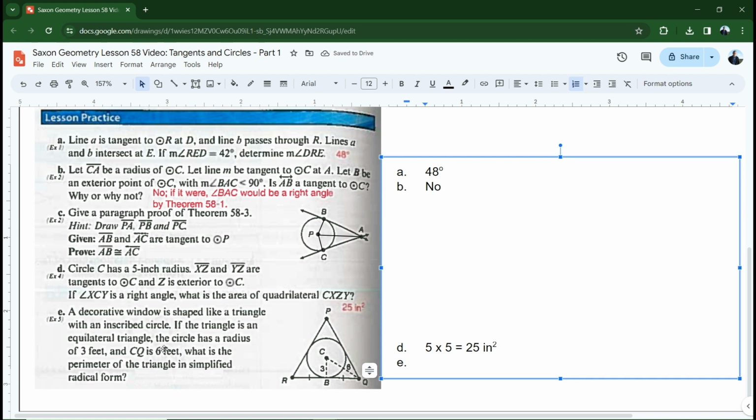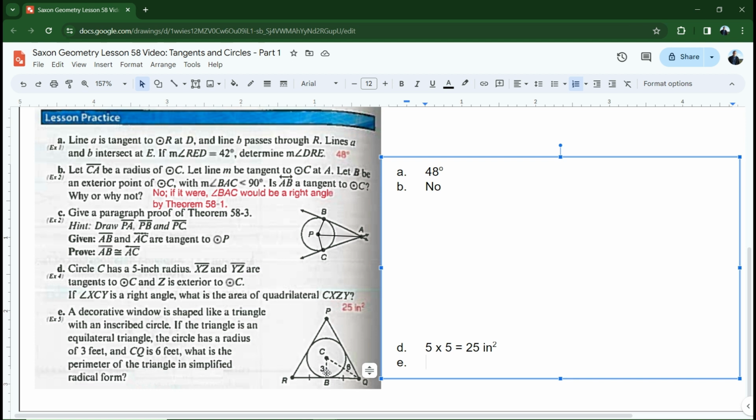A decorative Illuminati window is shaped like a triangle with an inscribed circle. If the triangle is an equilateral triangle, the circle has a radius of 3 feet, and CQ is 6 feet. What is the perimeter of the triangle in simplified radical form?